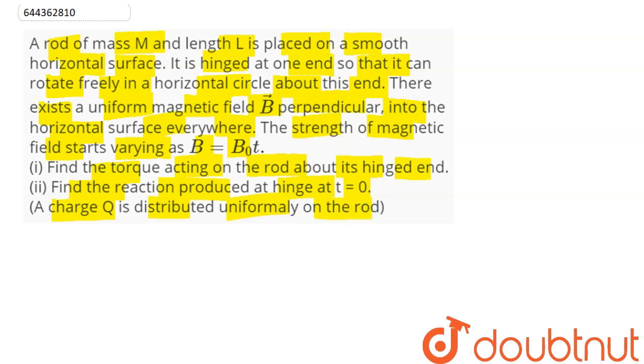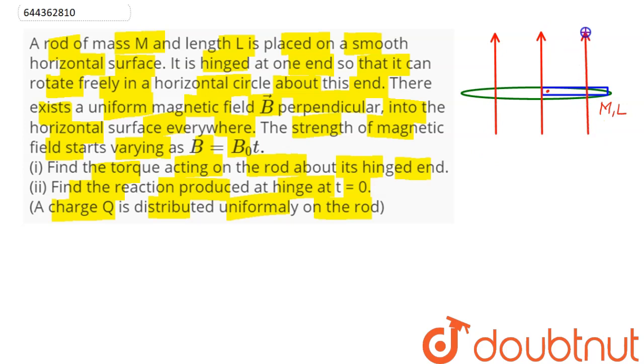Hence we can see here, suppose this is the plane in which this rod of length L, as given in the question, is rotating. So this is our rod, hinged at the center of this ring here. This rod has mass m and length L, and the magnetic field is present everywhere here with magnitude B equal to B naught t. That is, the magnetic field here is increasing with time.